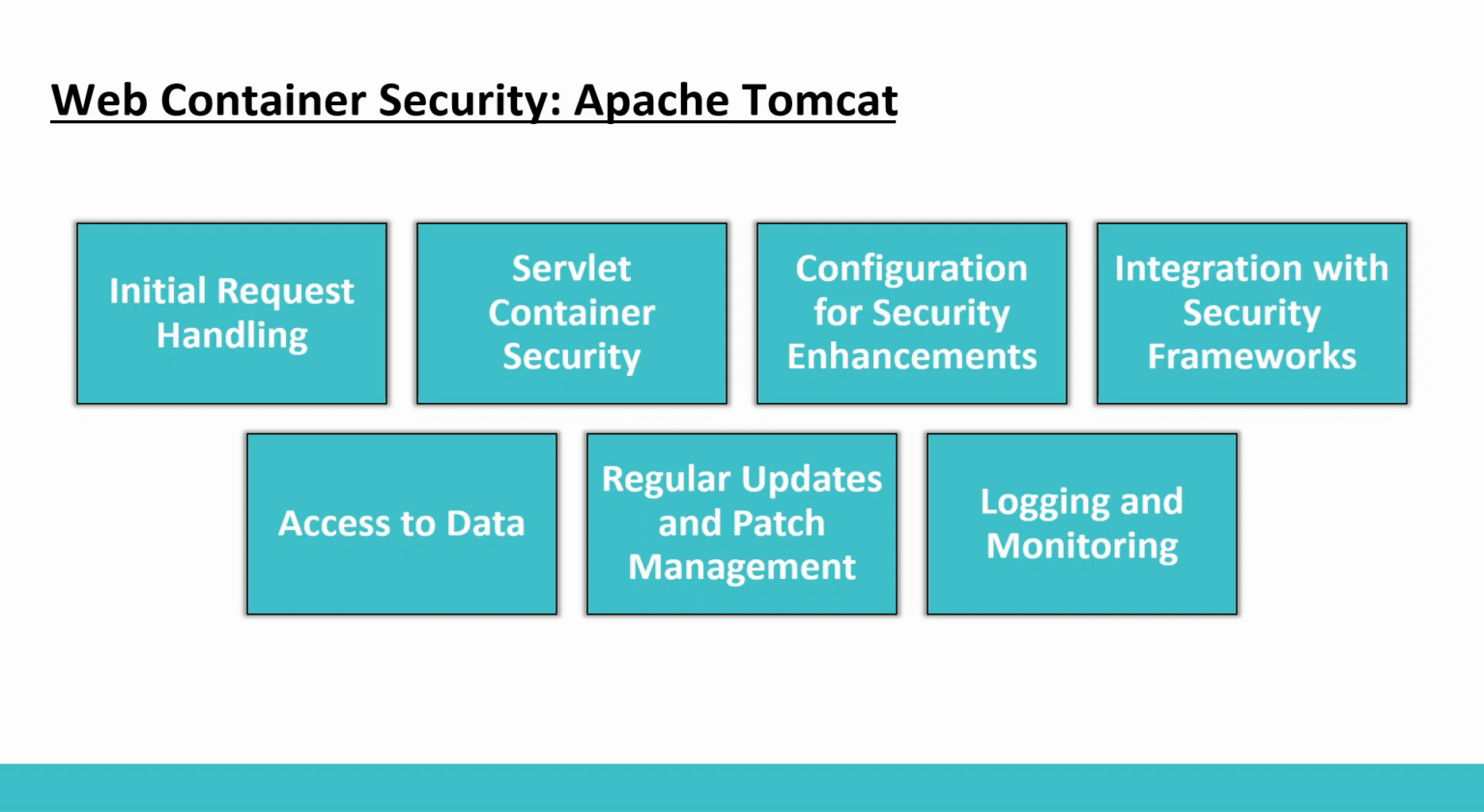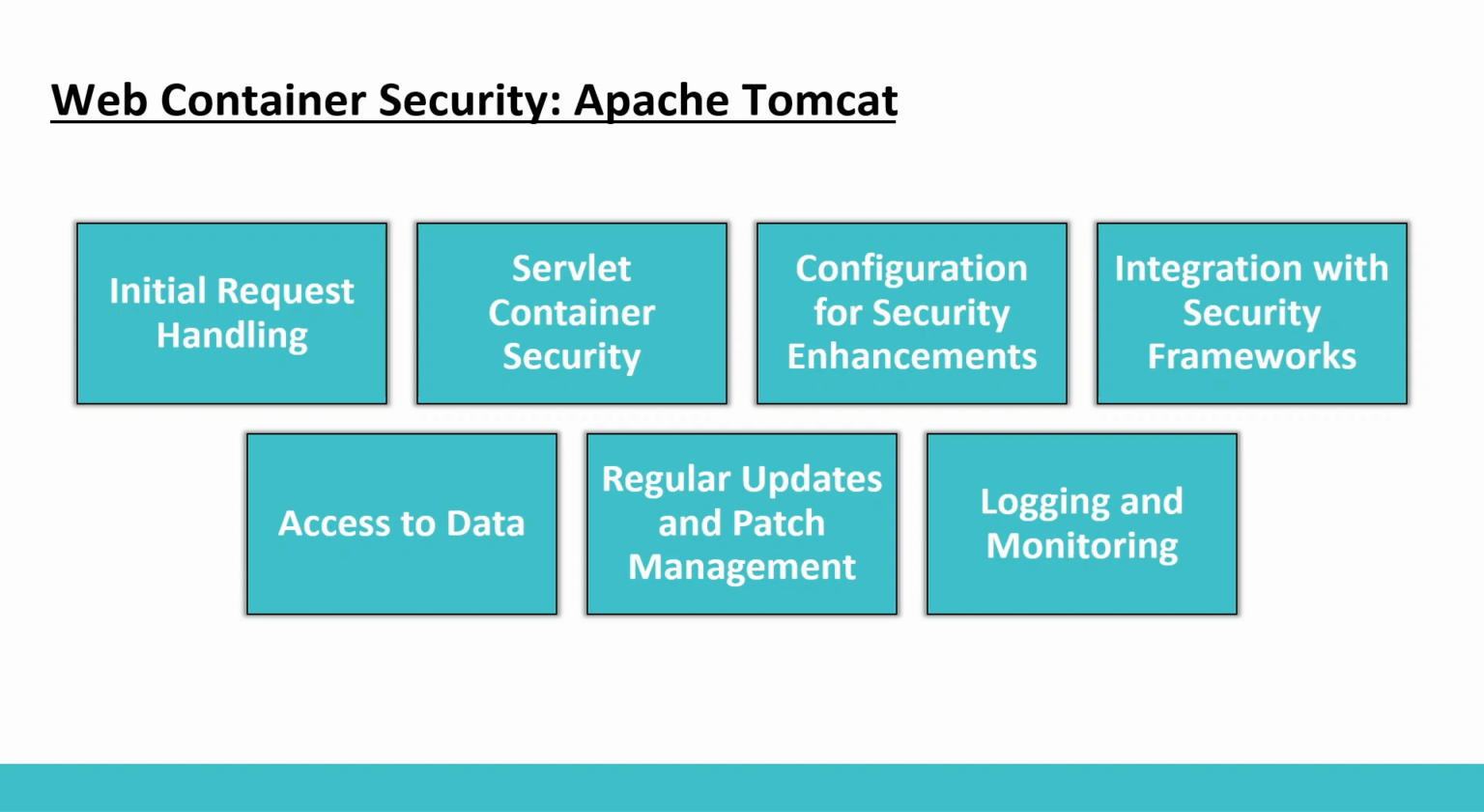Tomcat is also configured to enhance security through various settings, such as, for example, secure session management. So the configuration related to session cookies is protected against cross-site scripting. The web XML configuration file also allows us to define security constraints to restrict access to certain areas of the application based on the roles within the application. And we also have connection timeouts or request size limits, so there is a feature that mitigates all the denial of service attacks.